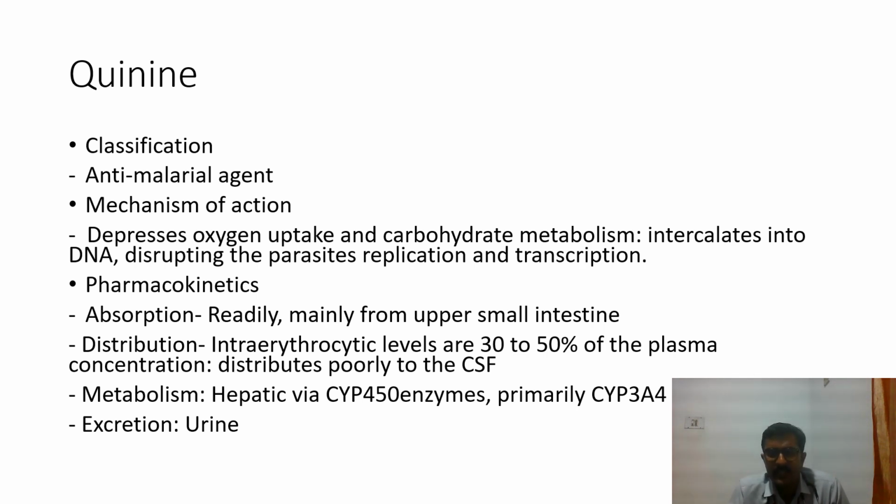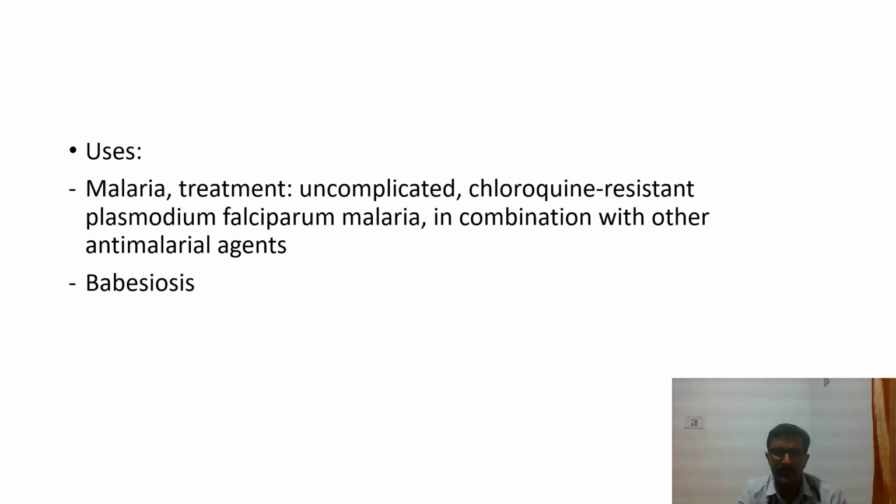Distribution: intraerythrocytic levels are 30 to 50% of the plasma concentration. It distributes poorly into the CSF. Metabolism: mainly hepatic through CYP450 enzymes, primarily CYP3A4. Excreted via the urine. Uses: in the treatment of uncomplicated chloroquine-resistant Plasmodium falciparum malaria in combination with other antimalarial agents, and also in the treatment of babesiosis.